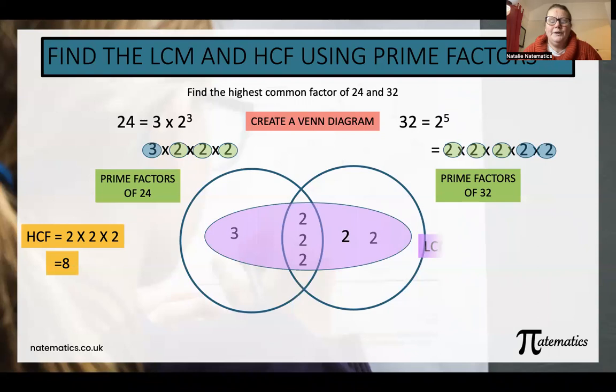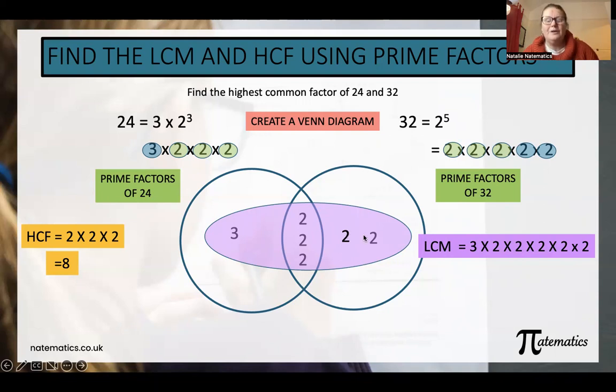I haven't at all. Right then, the lowest common multiple is literally multiplying all of those numbers together. So 3 times 2 times 2 times 2 times 2 times 2. How is that different from me just saying, well, 3 times 2 times 2 times 2 times 2 times 2 times 2 times 2 times 2? How is that different? Remember, we need the lowest common multiple.